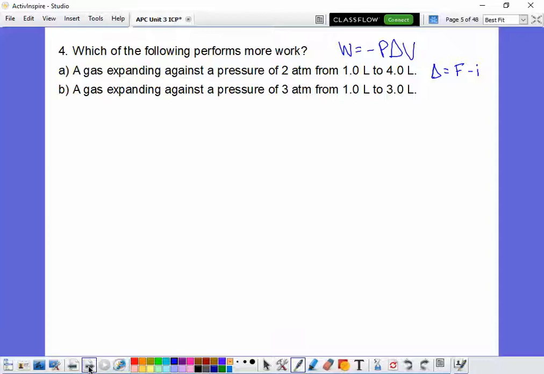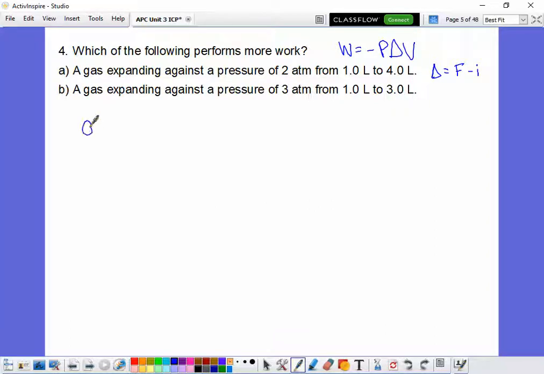You're getting a little foot rub, work's being done on you, whatever. Getting a pedicure, treat yourself, right? It's positive. All right, so for this, both of our gases are expanding. So both of these are doing work. And it even says which of the following performs more work. So both of these are increasing in volume. So expansion, both of these systems are doing work. But we're going to calculate which one's doing more using this formula.